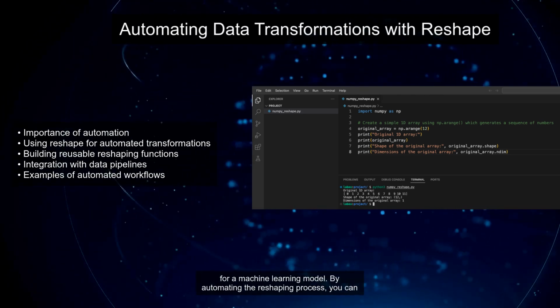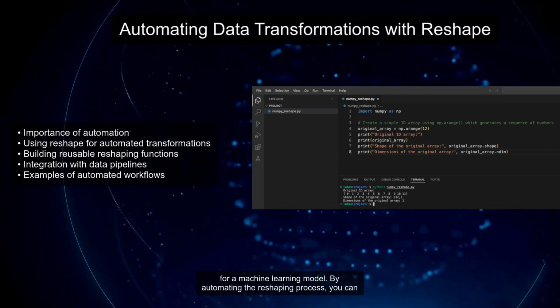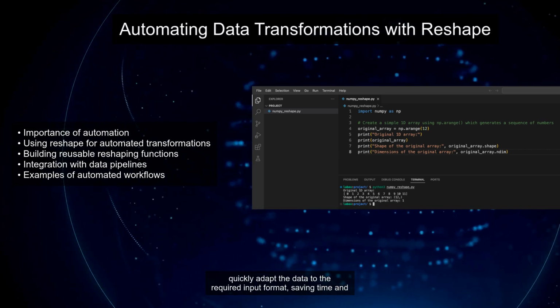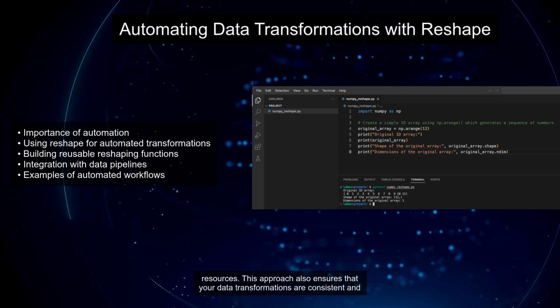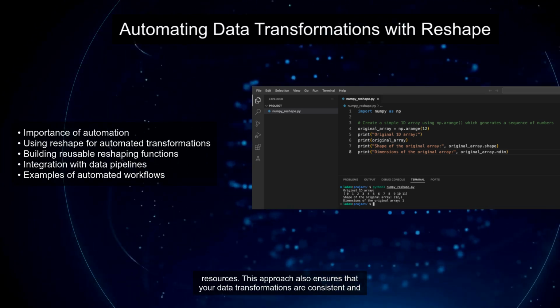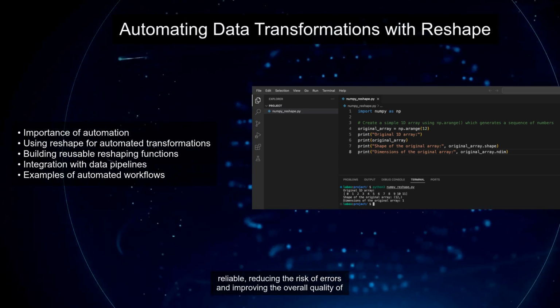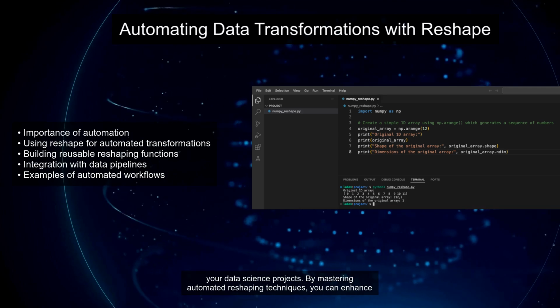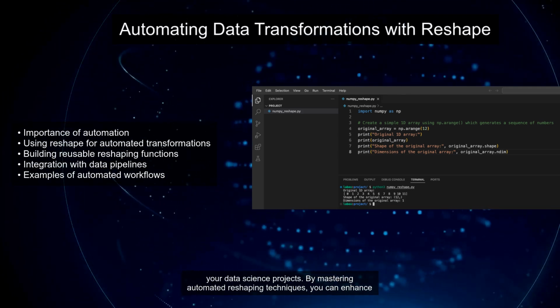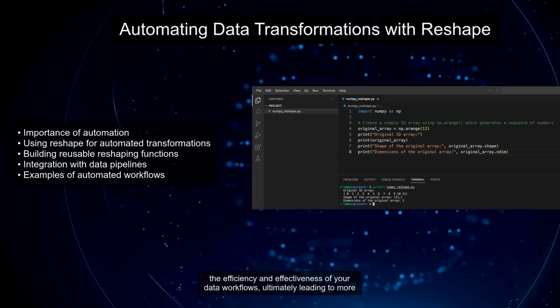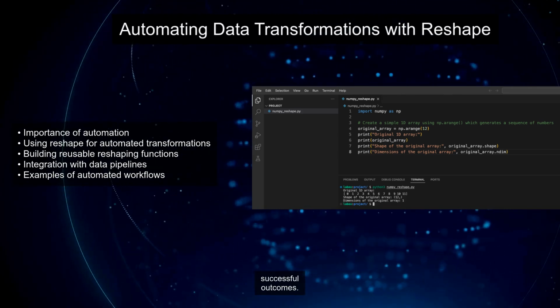For example, consider a scenario where you need to prepare a large dataset for a machine learning model. By automating the reshaping process, you can quickly adapt the data to the required input format, saving time and resources. This approach also ensures that your data transformations are consistent and reliable, reducing the risk of errors and improving the overall quality of your data science projects. By mastering automated reshaping techniques, you can enhance the efficiency and effectiveness of your data workflows, ultimately leading to more successful outcomes.